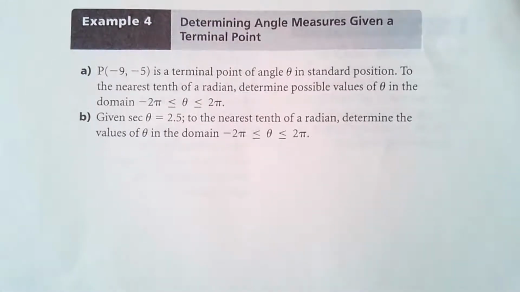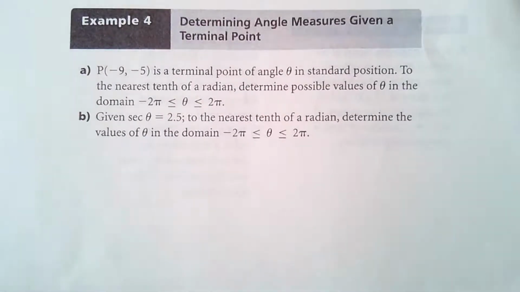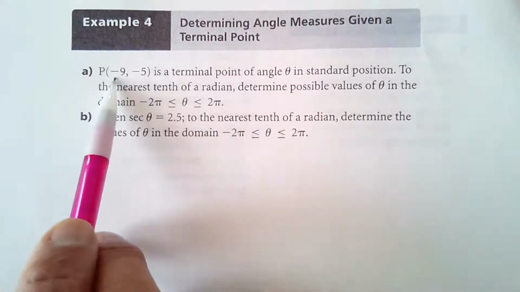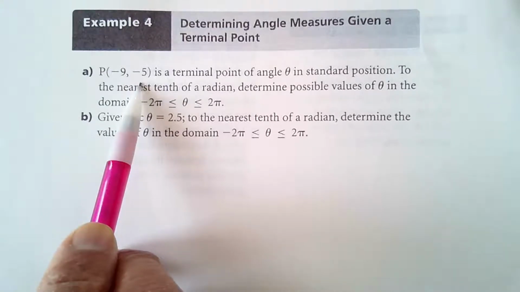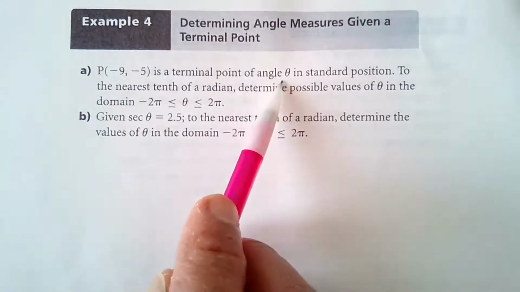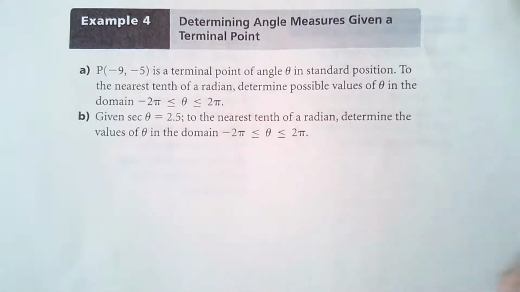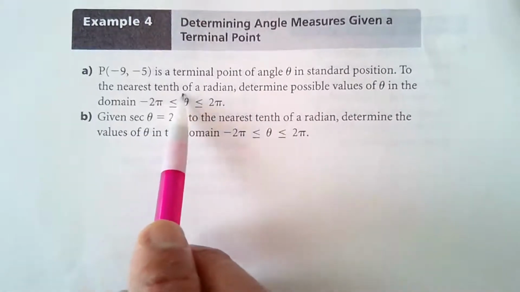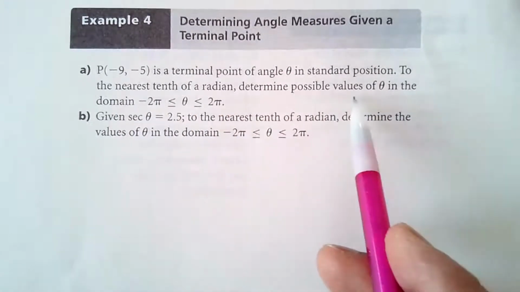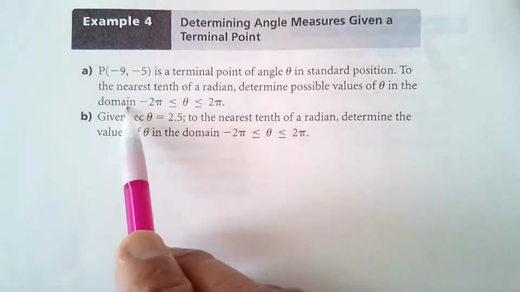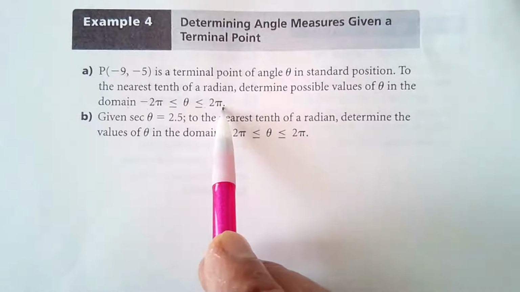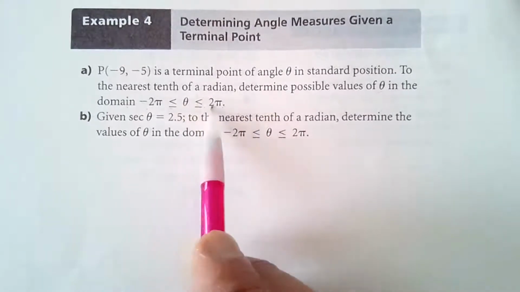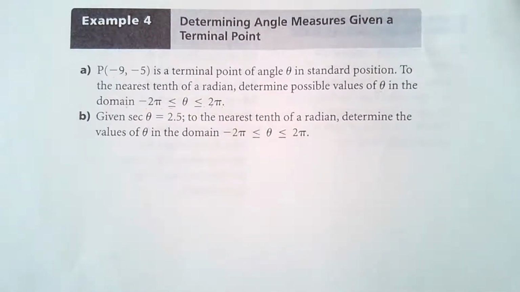So in this question, you're given a terminal point, -9, -5, of this angle in standard position, and you're asked to find, to the nearest tenth of a radian, the possible values of theta in the domain -2 pi to 2 pi. But recall now we're working in radians rather than in degrees.